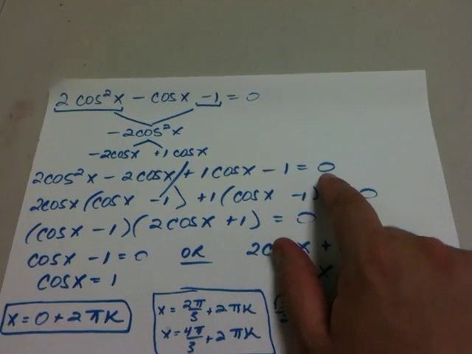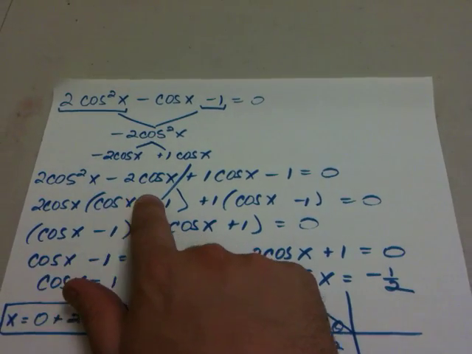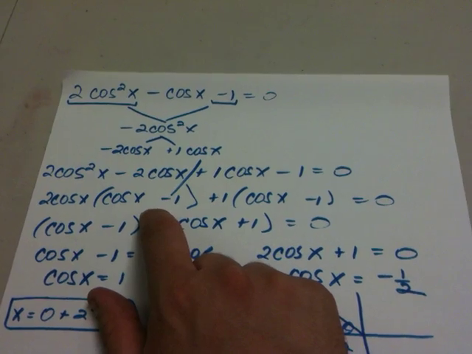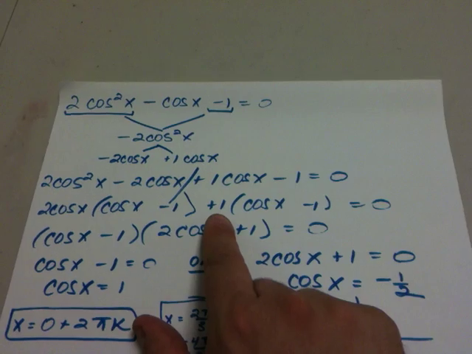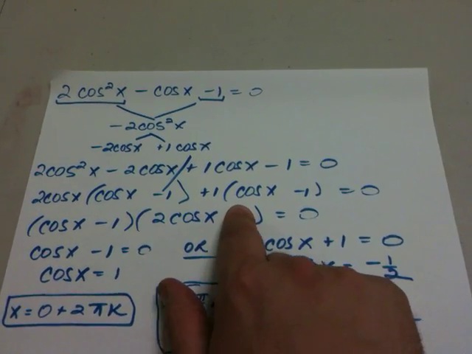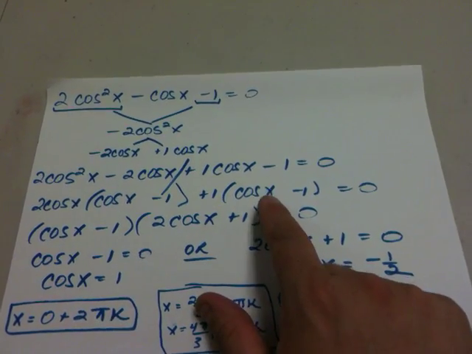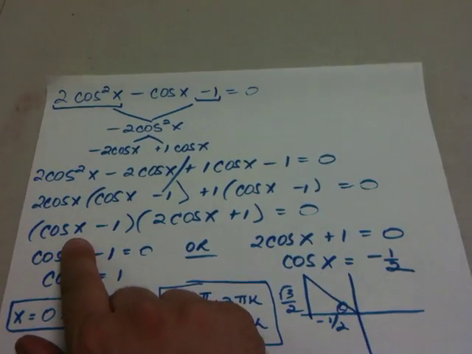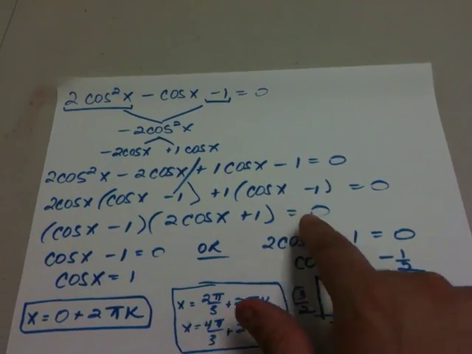Because this is a polynomial equation that has 4 terms, I chose to split it down the middle. If I look at the first 2 terms, you have a common factor of 2 cosine of x, so that's what I factored out. We now have 2 cosine of x times cosine x minus 1. The last 2 terms, there is no common factor, so I just pulled out a 1, giving me cosine of x minus 1. Now that I have a factor of cosine of x minus 1 over here, and a factor of cosine of x minus 1 over here, that becomes the common factor that I'm going to pull out, leaving me 2 cosine of x plus 1 times cosine of x minus 1 equals 0.